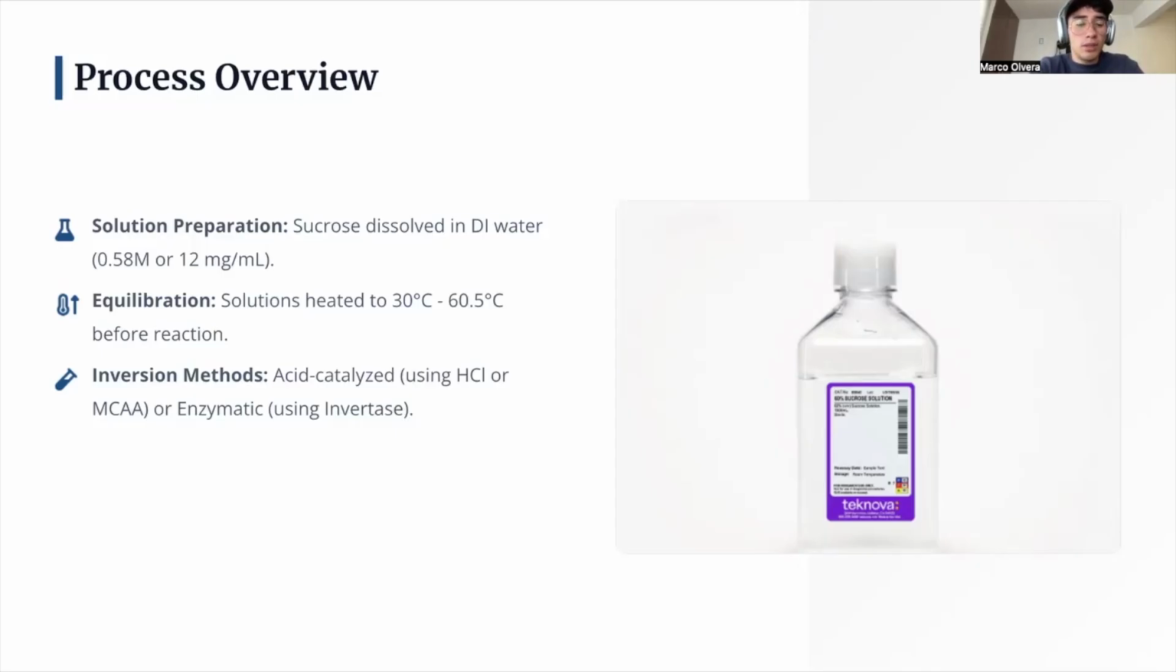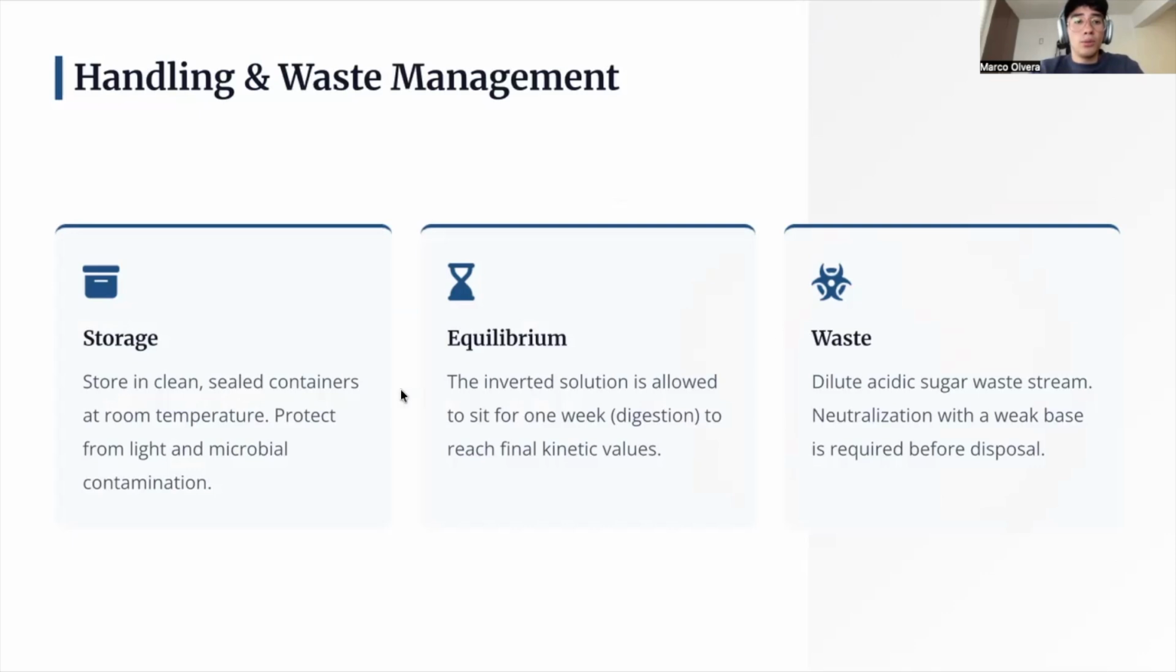And then the inversion methods, which are acid catalyzed as I mentioned before, can use hydrochloric acid or any other acids, and enzymatic catalysts as well. Then, how does it need to be stored? We need to store it in clean, sealed containers at room temperature, and we need to protect the products from light because they are photosensitive.